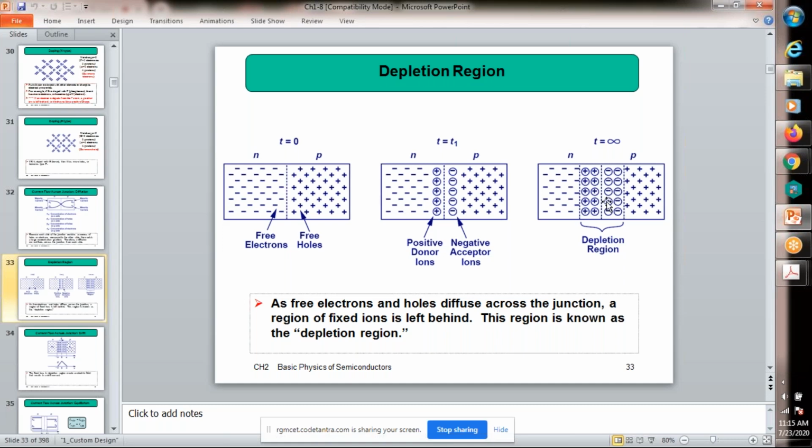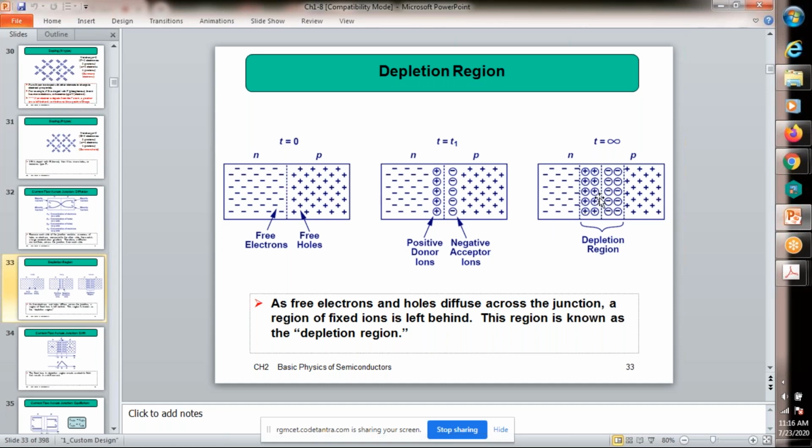Now, does the diffusion current continue for some time, or will it stop like this, right? At t equal to infinity, if you provide a maximum time, what happens? Observe here: it is a positive ion, here it is a negative ion. Due to this, an electric field is created. This electric field opposes the flow of diffusion current, right?